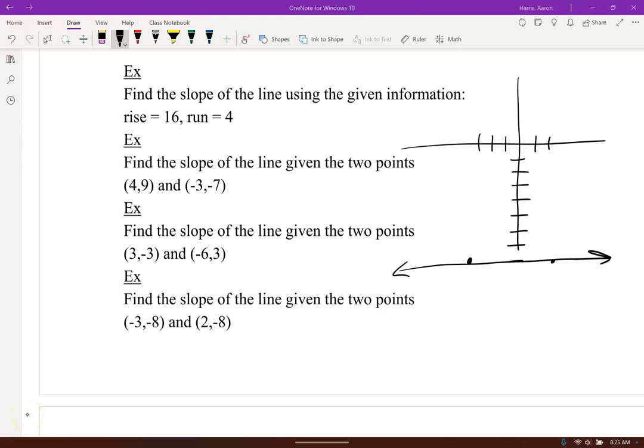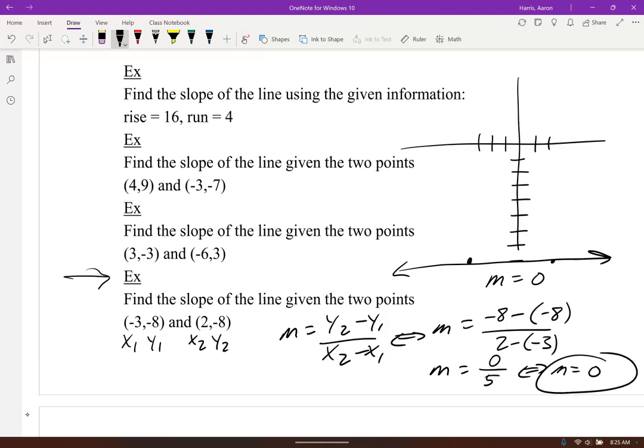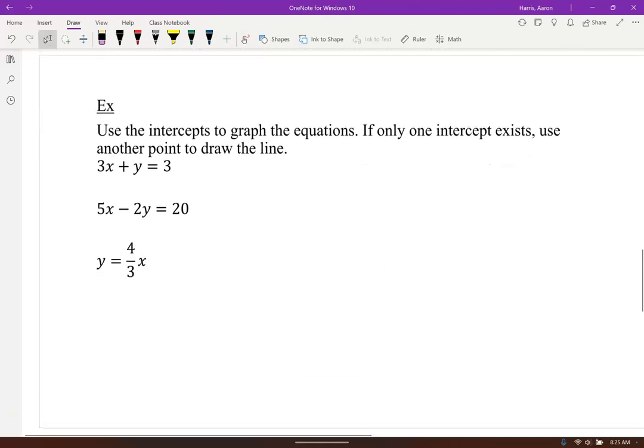Hopefully when you see this one with a perfectly horizontal line, you notice that the slope is going to be 0 for a horizontal line. And of course, you can always check it like you did with the equation here. So the slope ends up being -8 minus, and then y1 is -8, over 2 minus the -3. So we got -8 plus 8, 0 over 5. So our slope, 0 divided by anything? 0. Thanks for your work on that, guys.